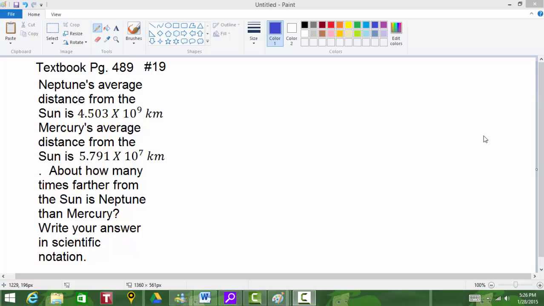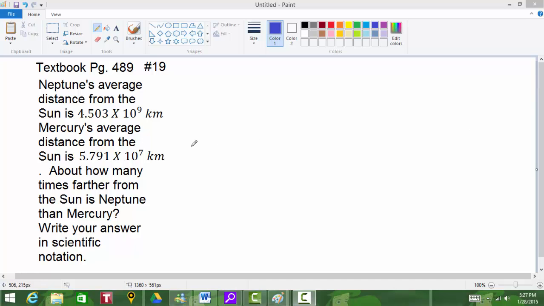Okay, this next problem is from the textbook. It's page 489, problem number 19. Neptune's average distance from the Sun is 4.503 times 10 to the ninth kilometers. Mercury's average distance from the Sun is 5.791 times 10 to the seventh kilometers. About how many times further from the Sun is Neptune than Mercury? Write your answer in scientific notation.